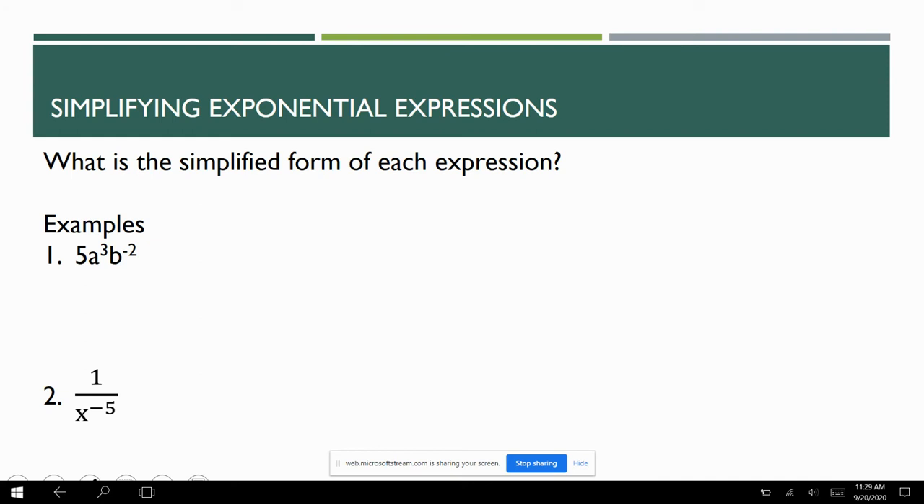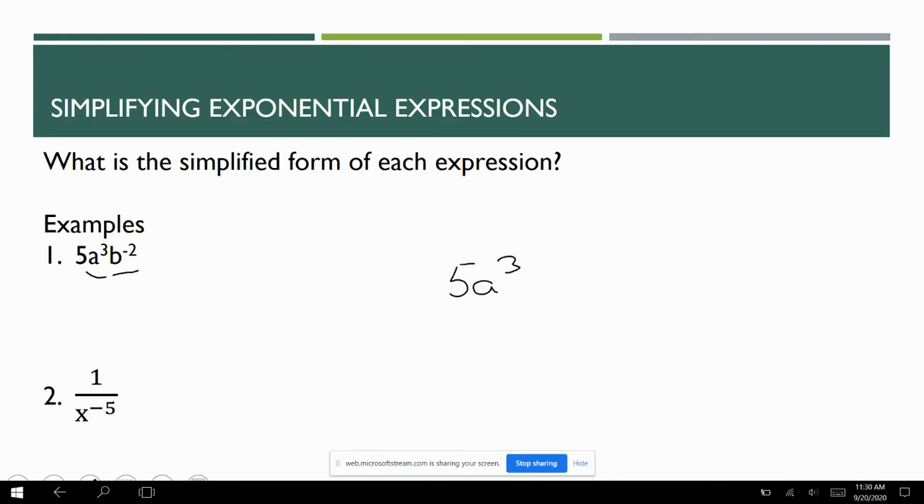So what's the simplified form of each expression? Let's look at number 1. We have 5a cubed b to the negative second. When I'm doing these problems, I like to work variable by variable. So my 5, I can see here, has no exponents, so my 5 is going to stay exactly where it is. My a cubed has a positive exponent. I can't simplify it further, so it stays in the numerator, a cubed.